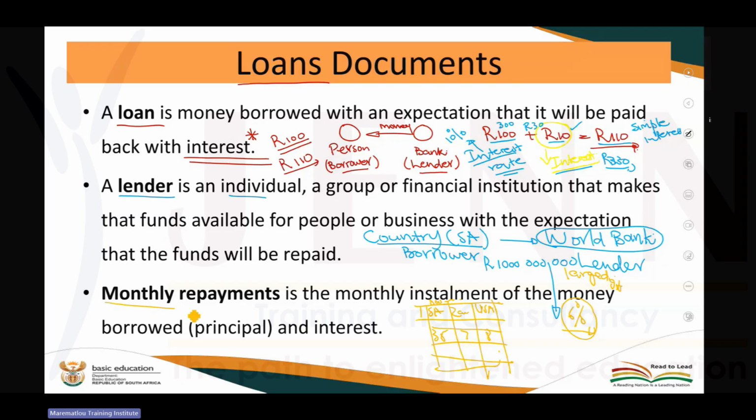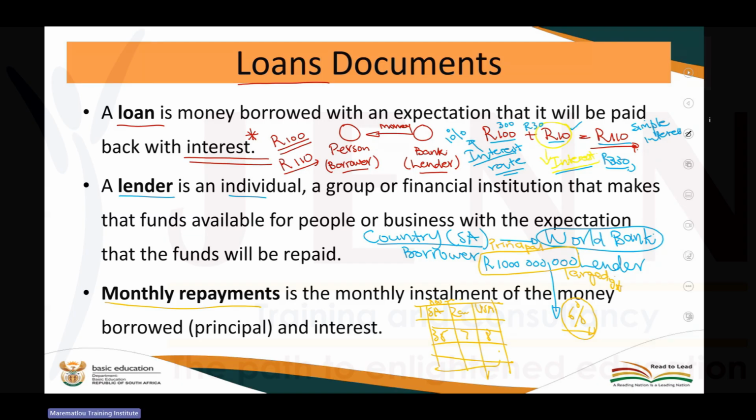The monthly repayments is the monthly installment of the money borrowed, made up of the principal and the interest. So you know what monthly is all about. I don't want to waste time on that one. But before I go out of this slide, the money that you borrowed, we can call it the principal or the initial amount.